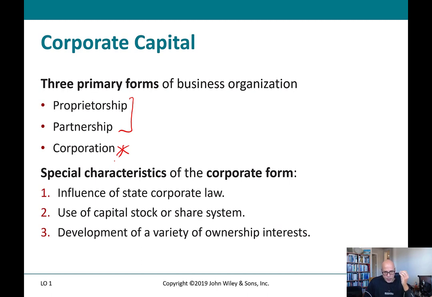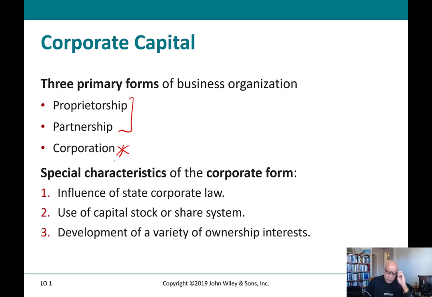Unlimited liability. Okay, if in your capacity as a sole proprietor, you default on a bill or something like that, they could come after the owner's personal assets to collect on that debt. Same thing with a partnership. Okay, a partnership does not insulate anyone from personal liability.